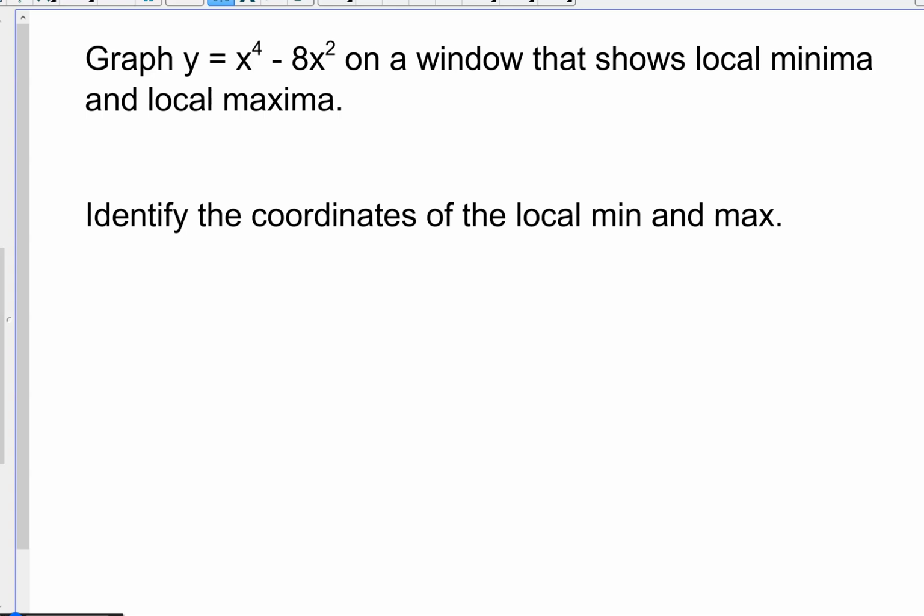We have 2 problems left. This next one is graphing this equation on a window that shows the local min and max and identifying the coordinates of the local min and max. So you're going to put this right here in your graphing calculator. And let me find mine here. So go ahead and do that right now.